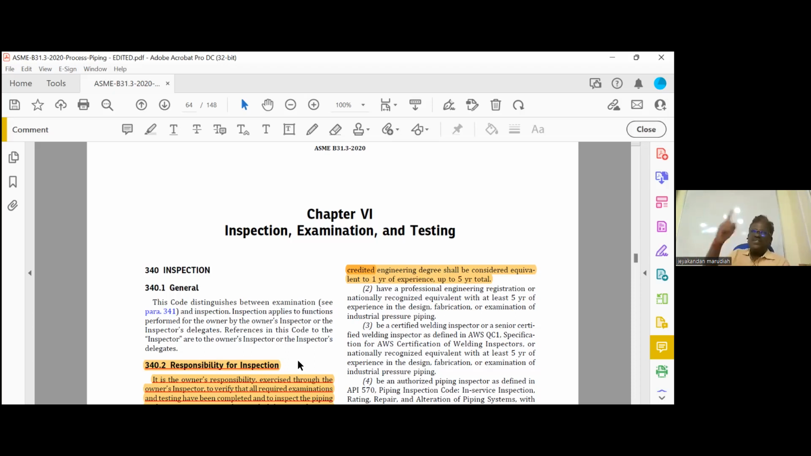Spot radiography for longitudinal weld. Random radiography for circumferential weld. What is meant by spot? Every 100 feet of longitudinal weld, 1 foot you have to take radiography. This is a closed book question. Spot radiography means every 100 feet longitudinal weld, 1 foot we have to take radiography.